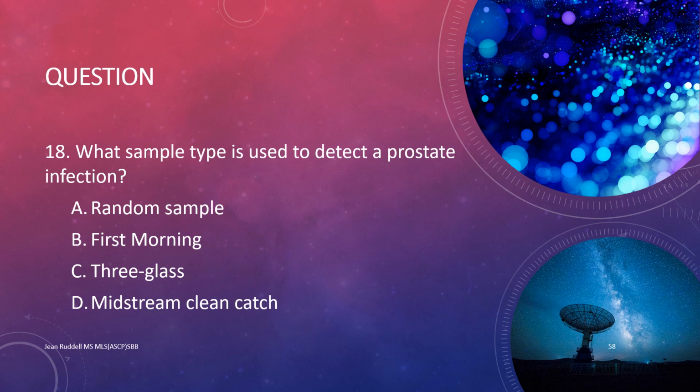Question 18. What sample type is used to detect a prostate infection? A. Random sample. B. First morning. C. 3 glass. D. Midstream clean catch. The answer is C. The 3 glass method.